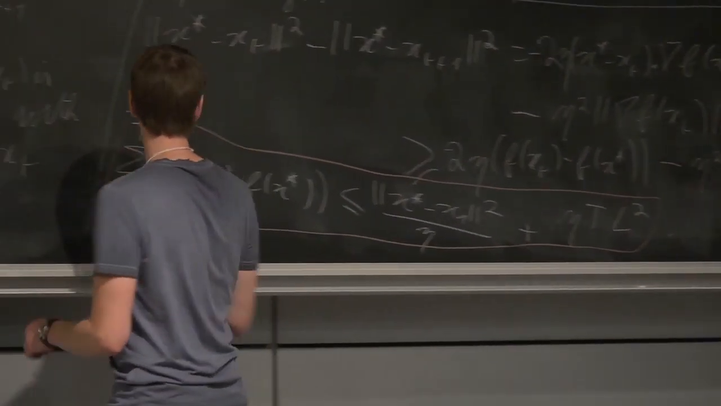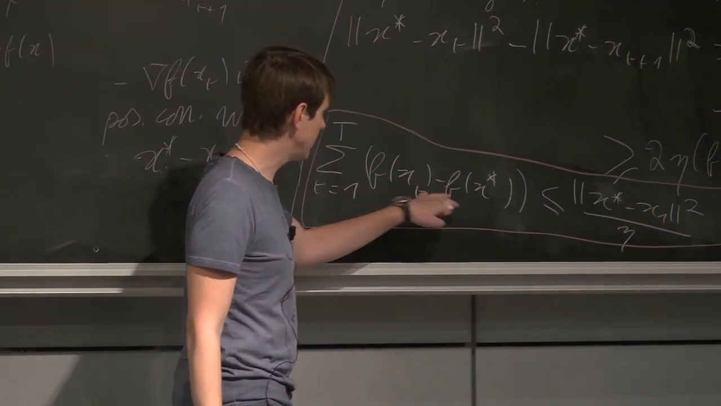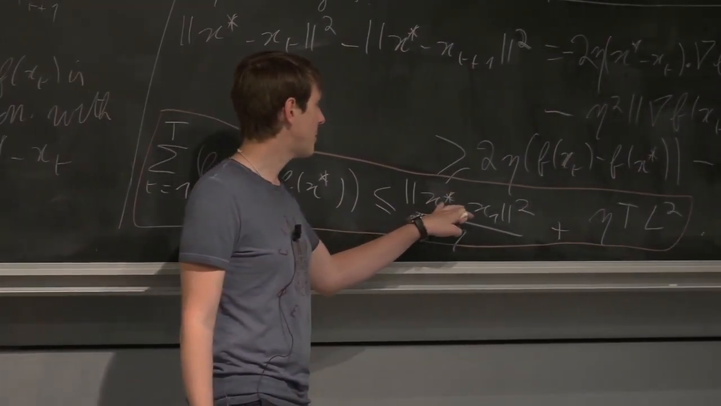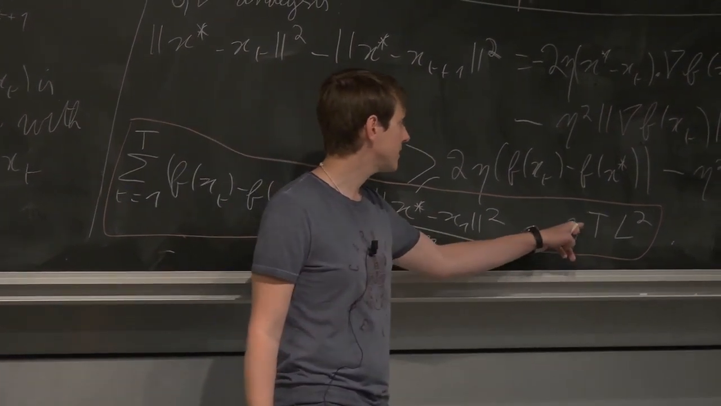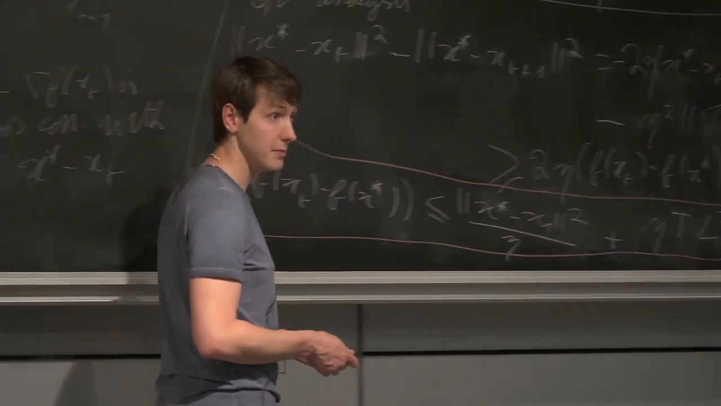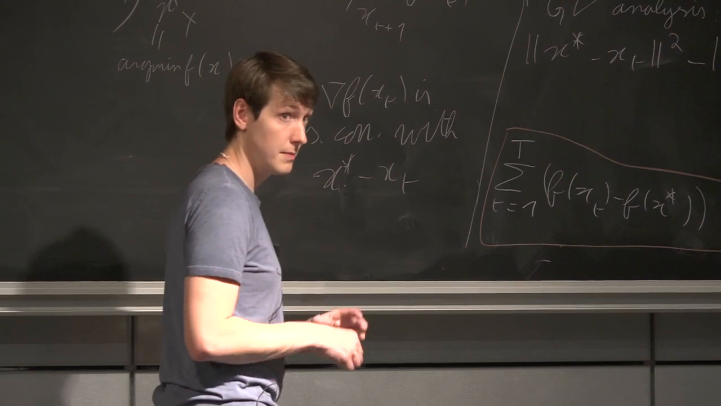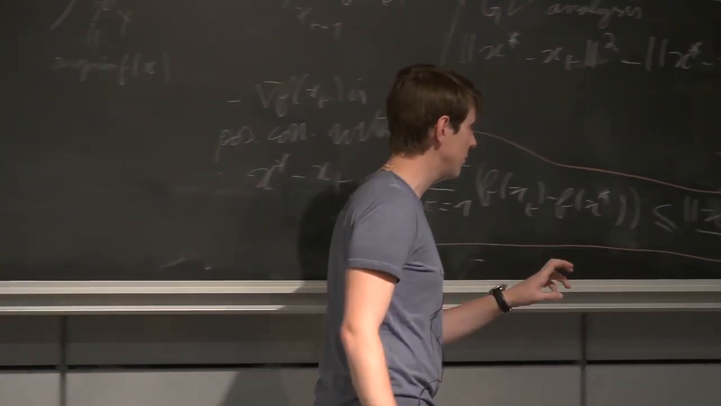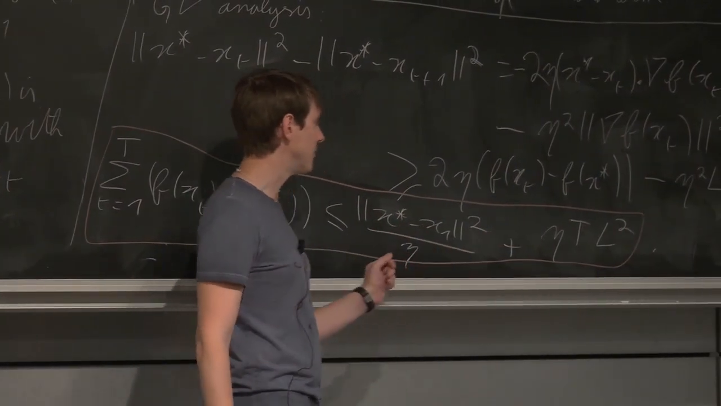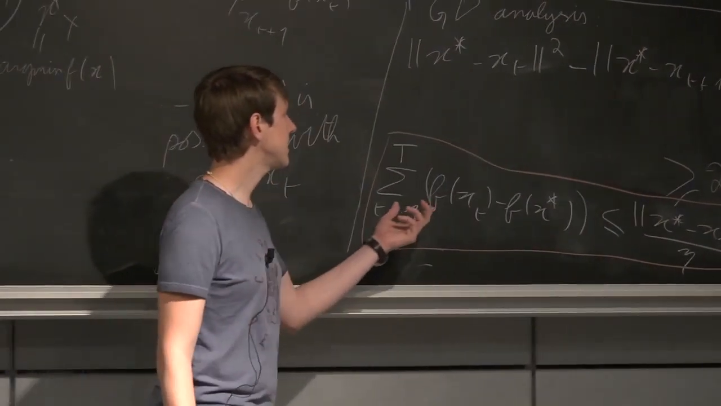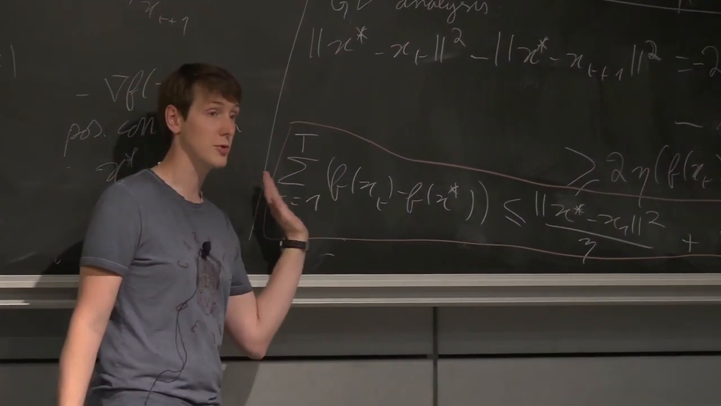Okay, so these two lines of equation give us this result. The sum of the suboptimality gaps is upper bounded by the distance at the starting point over the learning rate, plus the learning rate times T L squared. If I optimize over eta, I get the geometric mean of those two quantities. And what I can say is that suddenly I visited a point whose value is smaller than the average of those values. Yes?